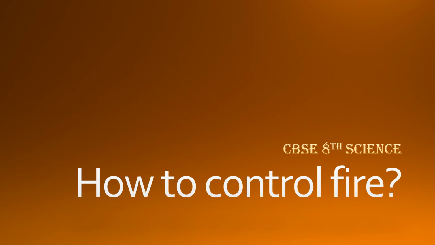So this is the second lesson of combustion and flame. In the first lesson we have already discussed what is combustion, what is ignition temperature, what are inflammable substances, and we have also told a bit about the history of the matchstick. So today we are going to learn about how to control fire. That is, we are going to discuss fire extinguishers and the types of combustion. So without further delay, let's get started with today's episode of combustion and flame.